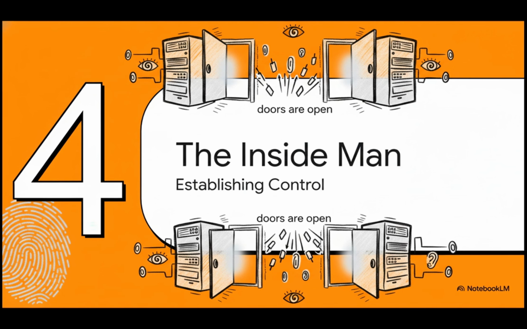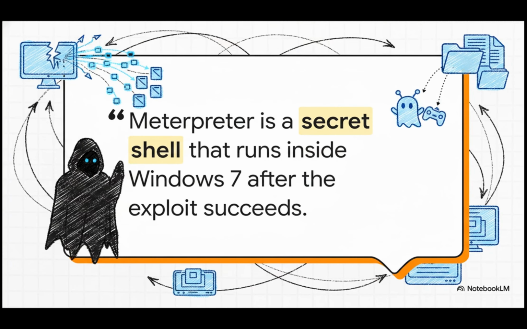Time to establish control. So the exploit is fired, the door is open. Now we need eyes and ears on the inside. The payload we're using here is called Meterpreter. When the EternalBlue exploit hits, it injects the secret shell. It's essentially a silent, hidden remote control that gives the attacker total power without the actual owner of the computer ever batting an eye.